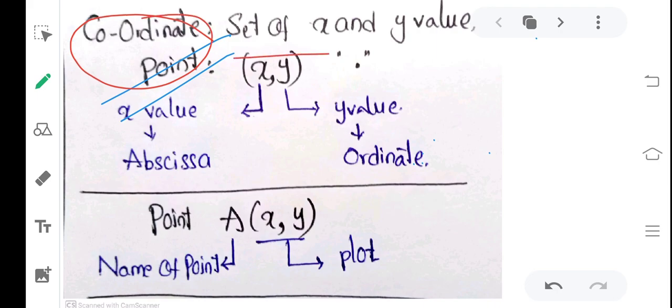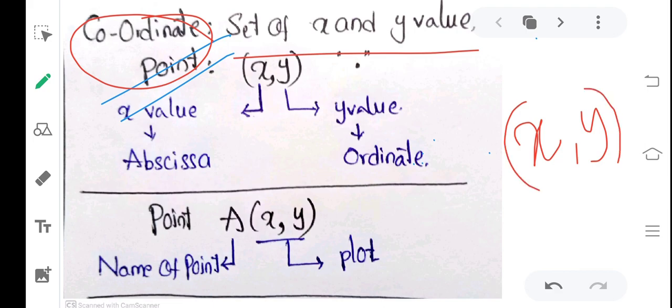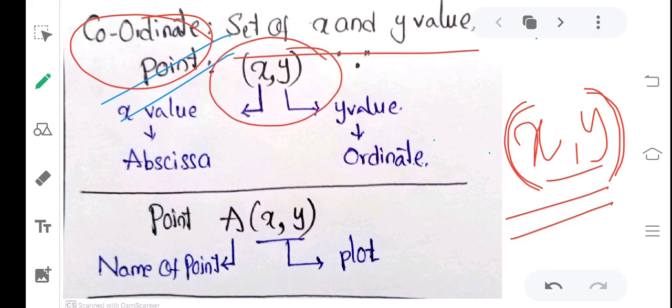The chapter is coordinate geometry. Coordinate is nothing but a set of x and y values. So the x value and y value should be there, separated by a comma, and both are inserted in between two brackets. So this is nothing but the coordinate, and we can call it a point. So here (x, y) is a point, that is a coordinate.